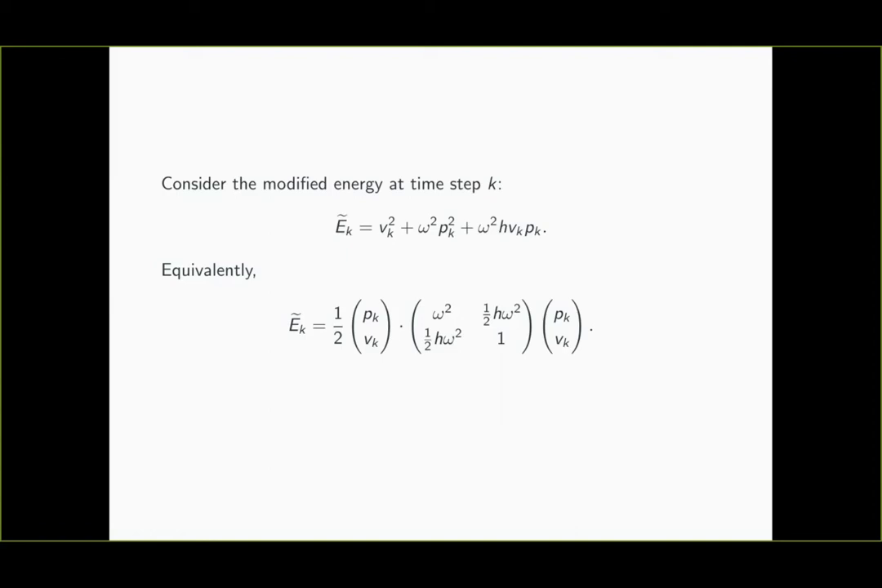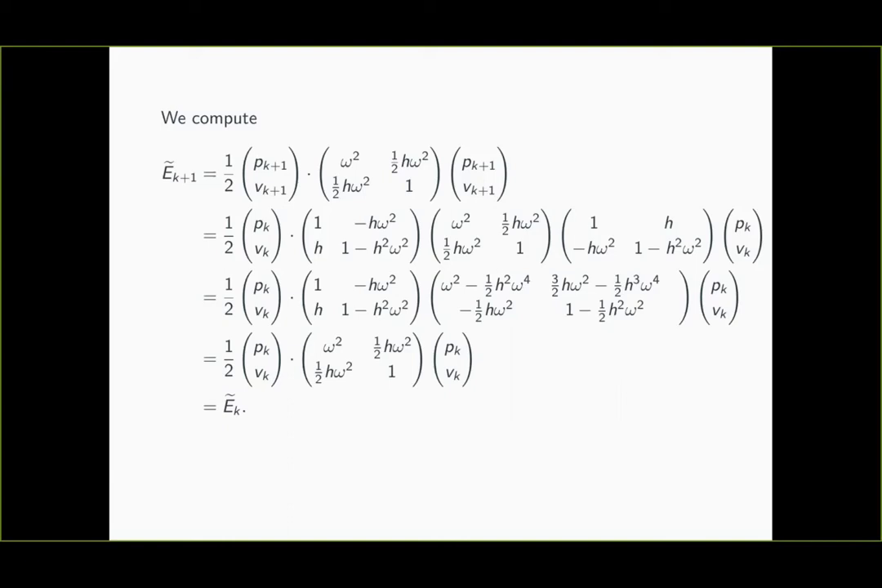and one can show for h small enough that the matrix actually is positive definite. So technically this matrix defines an inner product on the space of two-dimensional vectors. We can show that the modified energy is exactly preserved at every time step of the symplectic Euler method. So let's take the modified energy at time step k plus 1. Okay, that is equal to this scalar product, which we just had on the slide before. And to proceed with the calculations, I simply plug in the definitions of p_{k+1}, v_{k+1} in terms of the matrix vector product.